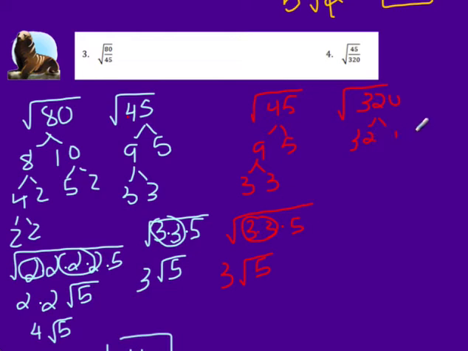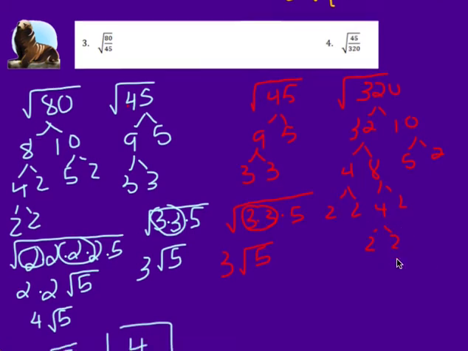Now for 320, I see that it has a 0 at the end. So I'm going to do 32 and 10. Well, 10 I can break down to 5 and 2. 32 I can break down to 4 and 8. 4 I can break down to 2 and 2. 8 I can break down to 4 and 2. 4 I can break down to 2 and 2.